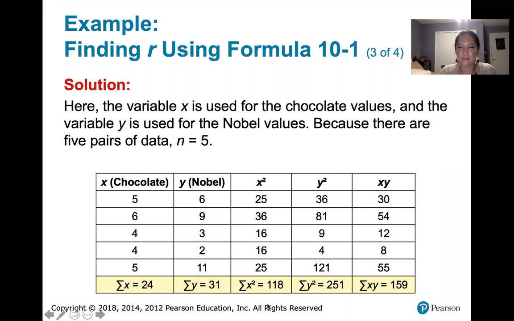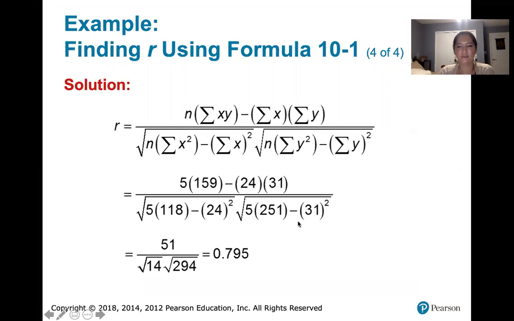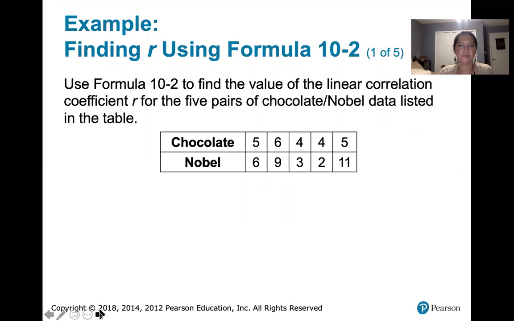Okay, so we fill in the table, and let me see, I got 24, 31, 118, 251, and 159. That's the same thing I got on my paper. That's good. And we substitute everything into the formula, and we get the same thing, approximately 0.795.